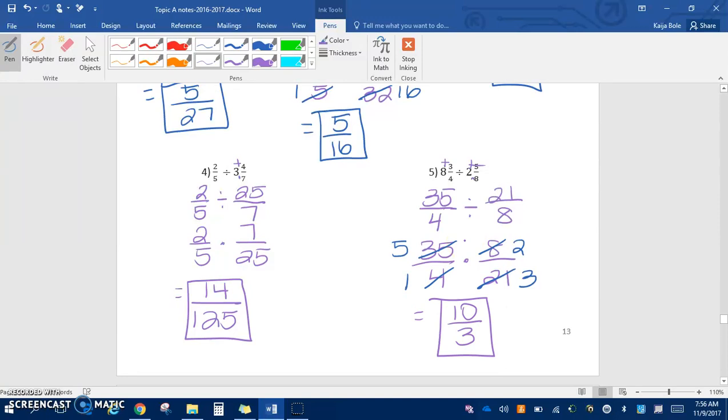Alright, don't worry about the next page for right now. This is all I want you to worry about. If you have any questions, bring those into class tomorrow. But other than that, that is all for lesson 8.